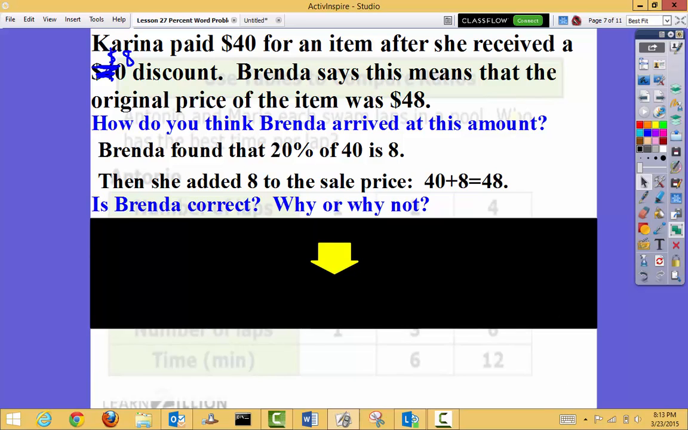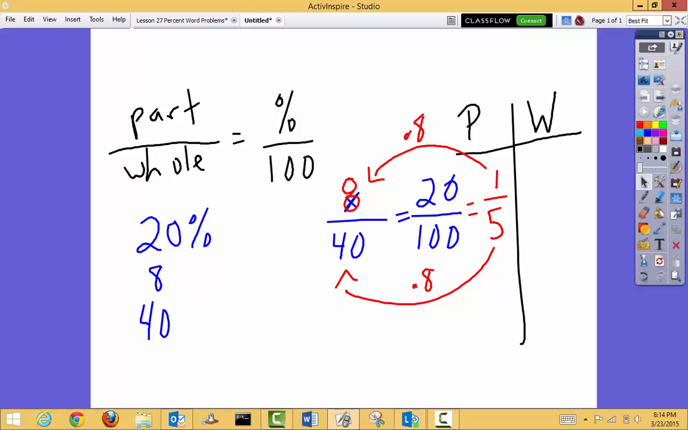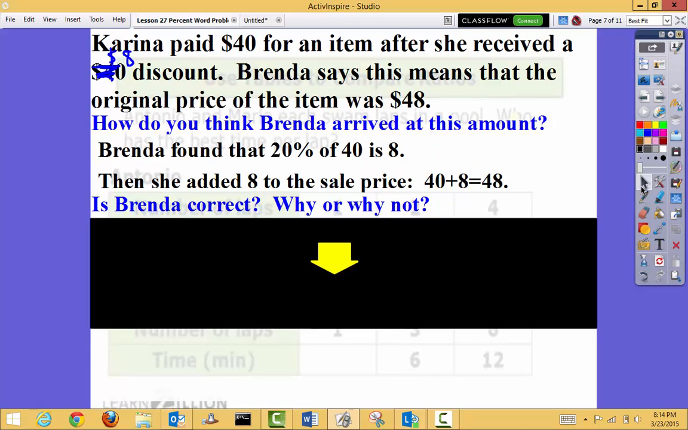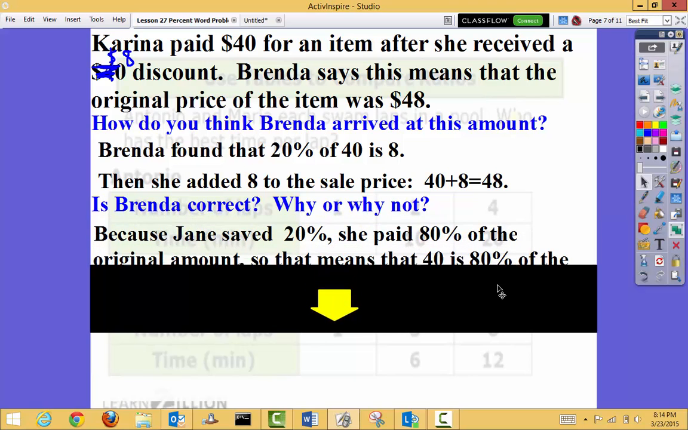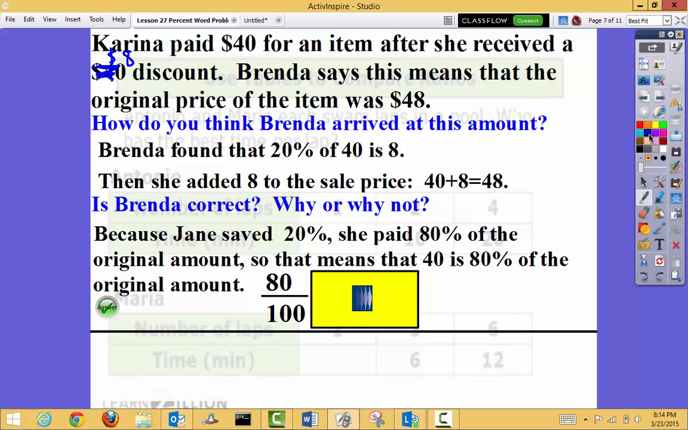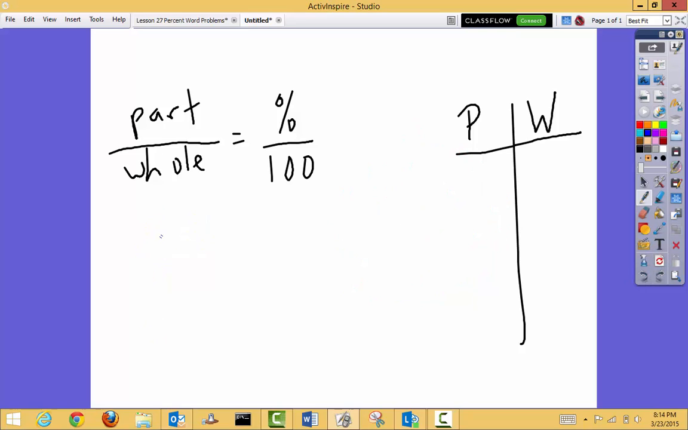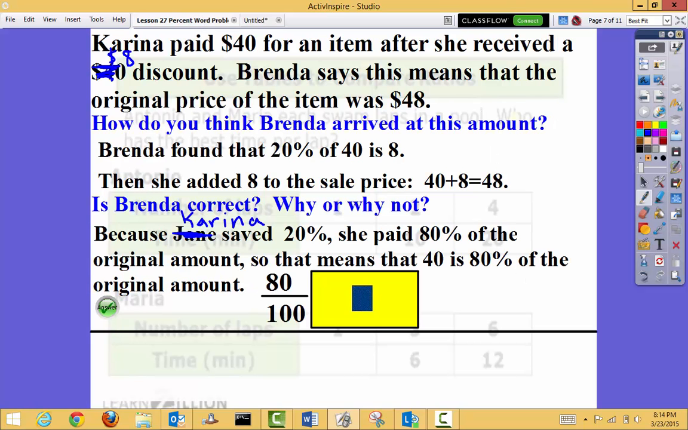Now here's our second part. Do you think Brenda is correct? Why or why not? This math seems pretty good. So what do you think? Is she correct? Well, look at this. Oops, I forgot to change this name. Because Karina saved 20%, she paid 80% of the original. So that means that 40 is 80% of the original amount. She saved 20%. However, the original amount, she's paying 80% of that. So that's my percent. 40 is a part of the original. This 40 is not the whole price. That is only a part.